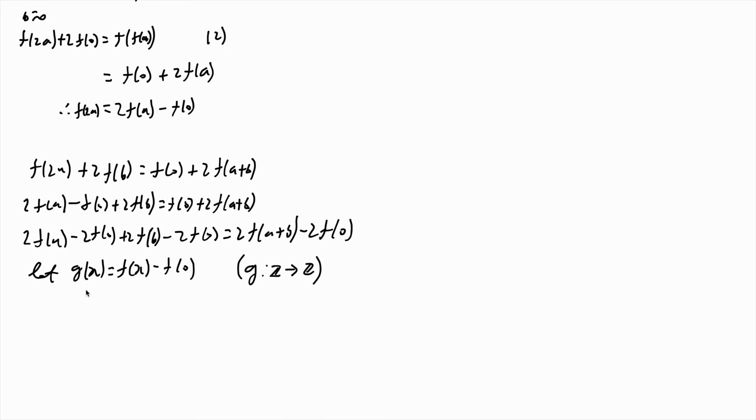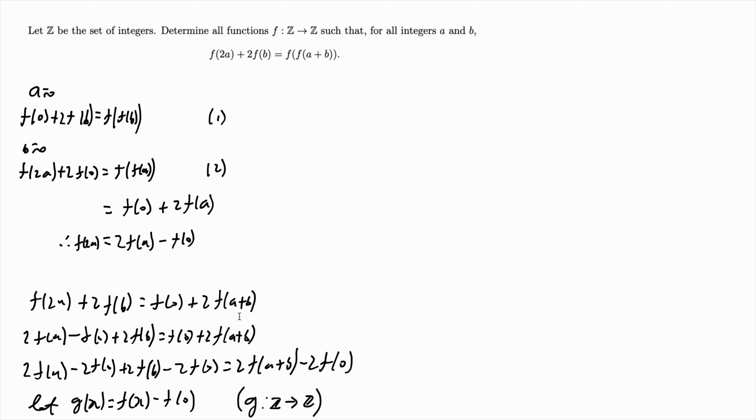So dividing by 2 on both sides, we get g of a plus g of b equals g of a plus b. And because g is from integers to integers, we know that g must be linear. And because g is linear, f is also linear because we can treat f of 0 as a constant. Although it is changing, it's the same when we set them. So therefore, it is linear. So we just need to find linear solutions to this.